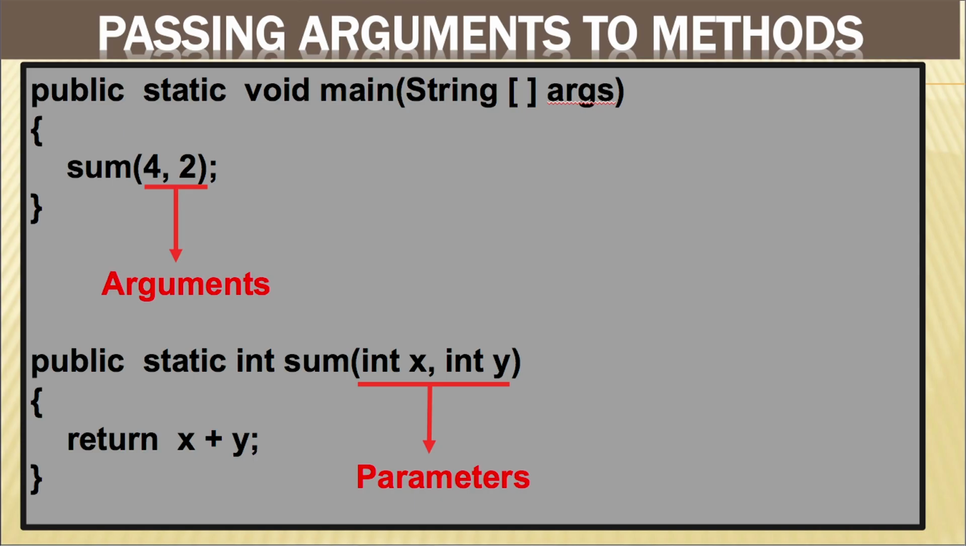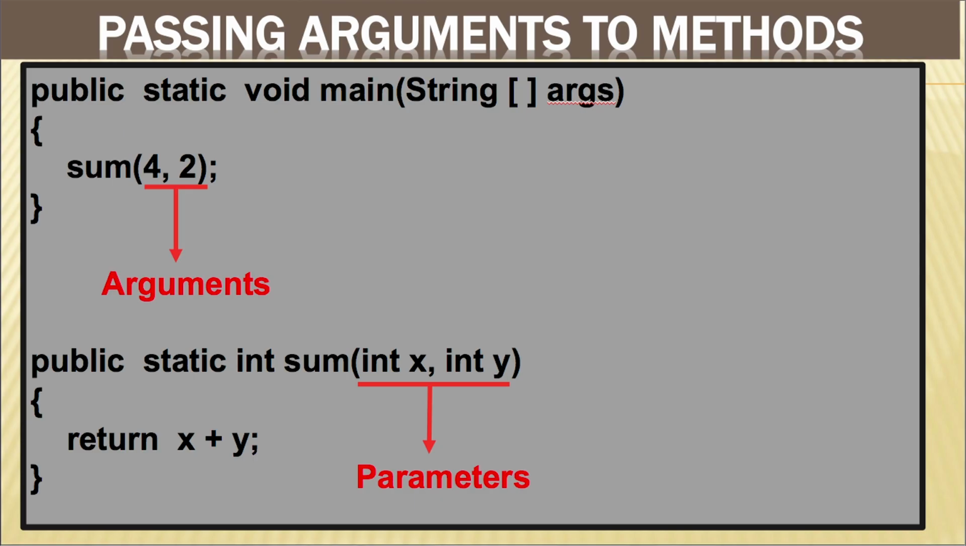And point number 3: you can add as many parameters as you want, just separate them with a comma. So we can add more parameters also. Here we are using only two parameters, x and y, but we can increase the parameters. Suppose we have to pass one more parameter, z. So we will write int x, int y, int z, separated by commas. So we can pass multiple parameters.